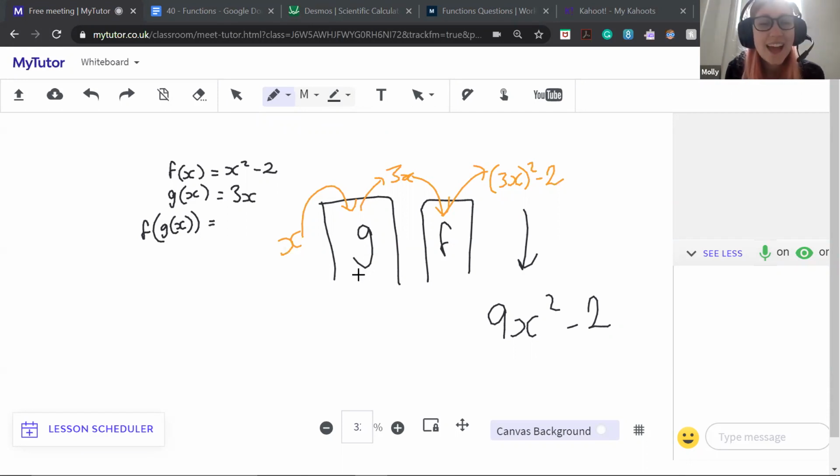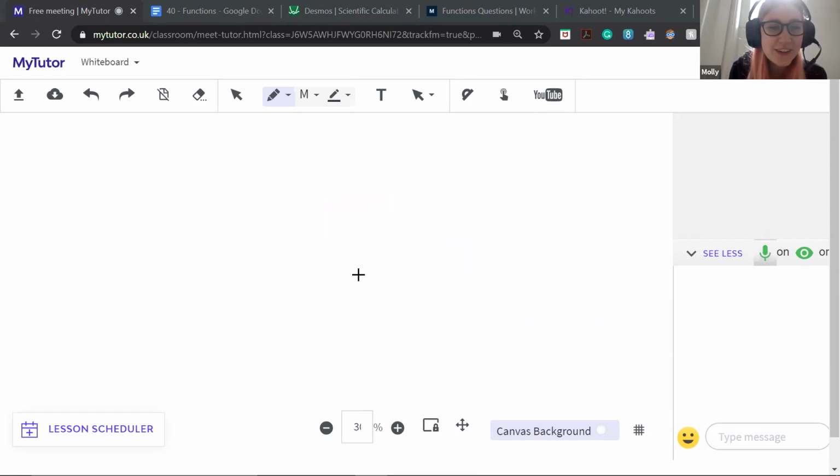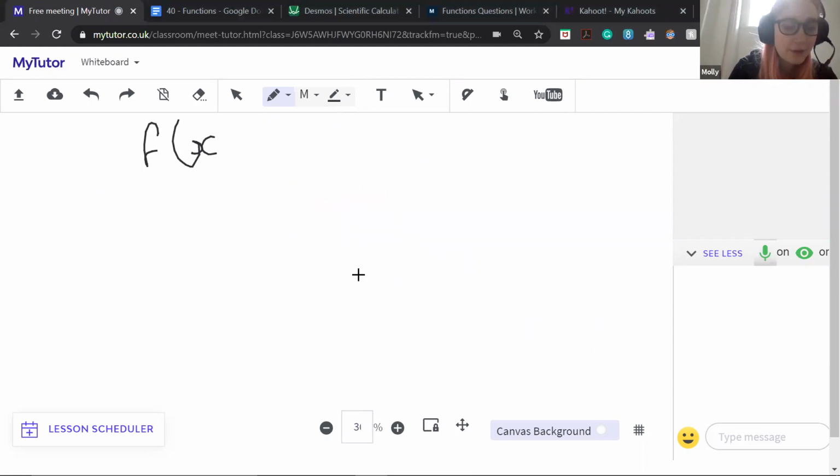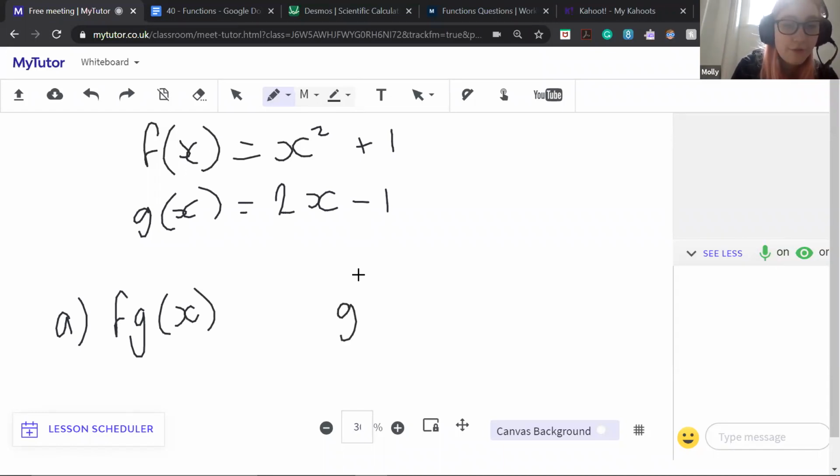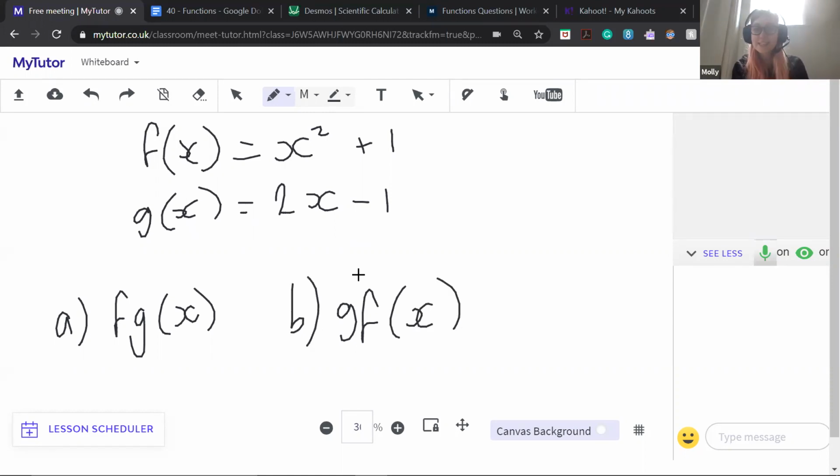Okay, cool. Let's have a go at one more for you guys to do. I'm going to do this as a two-parter, actually. How thrilling. f of x is going to be x squared plus 1, and g of x is going to be 2x minus 1. So first of all, what's f of g of x? Second of all, what's g of f of x? Exciting stuff. Give them a go.